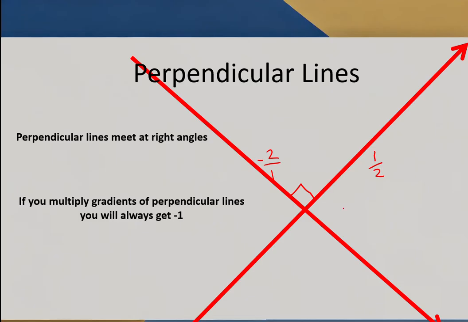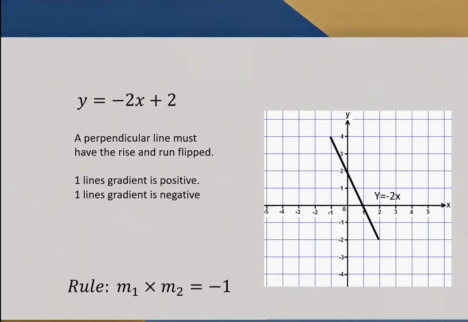We also know with perpendicular lines that if I times the gradients together, it will give me -1. We can see that 1 times -2 is -2, 2 times 1 is 2, -2/2 is -1. So that's where the rule comes in.